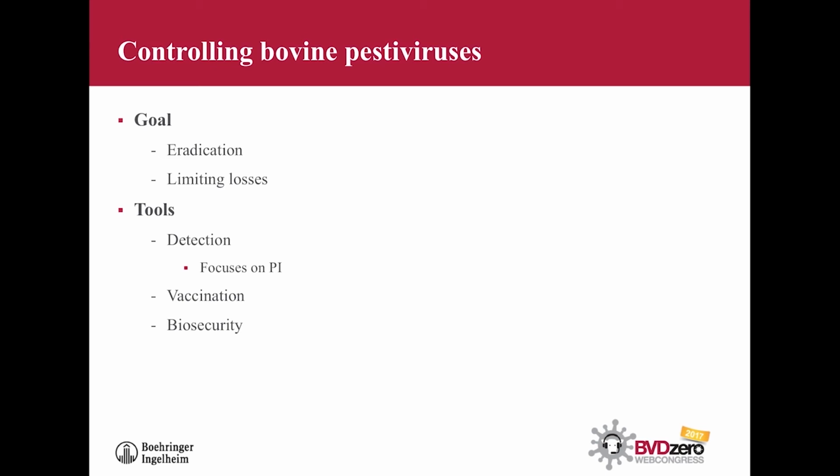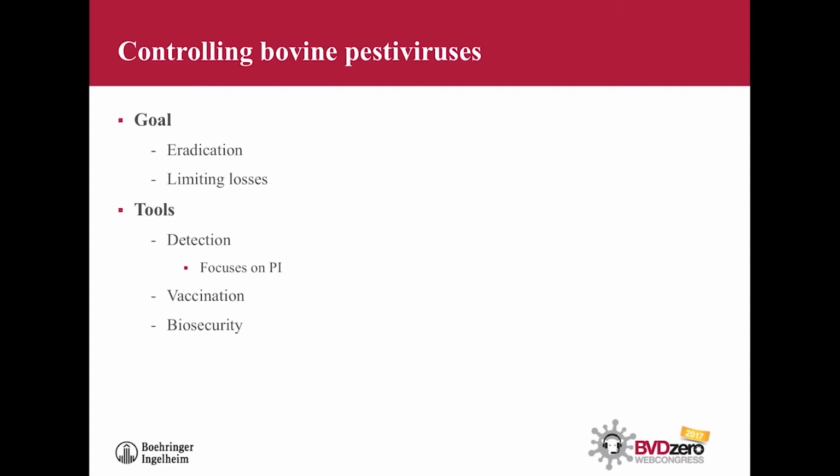This may be penny wise and pound foolish: if you don't eradicate that virus, you're going to have those costs year in, year out. So while it might be more costly to initiate an eradication program, in the long run it's going to save producers money. The tools for either eradication or limiting losses are detection, which primarily focuses on finding those PI animals and eliminating them, vaccination to increase the herd resistance, and biosecurity to prevent introduction of the viruses into any production unit.